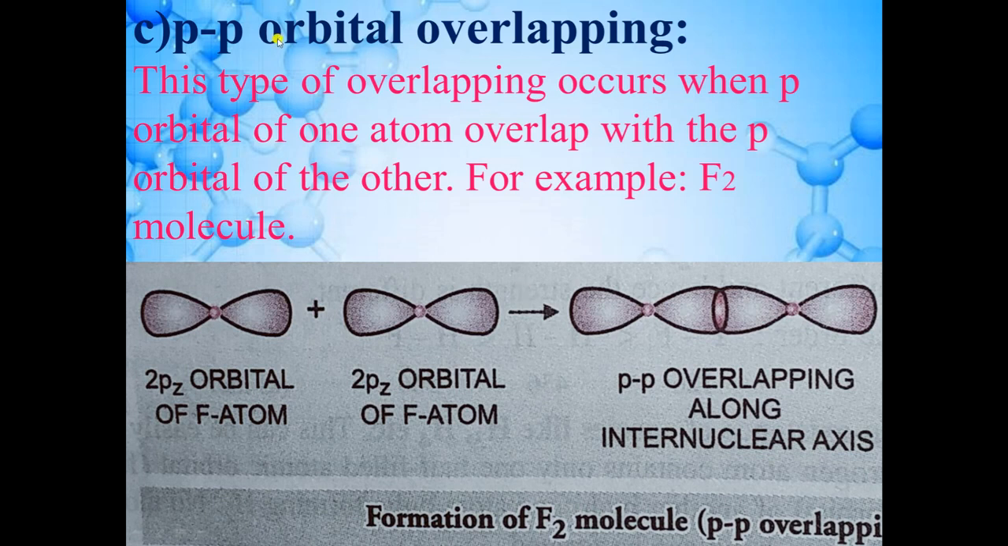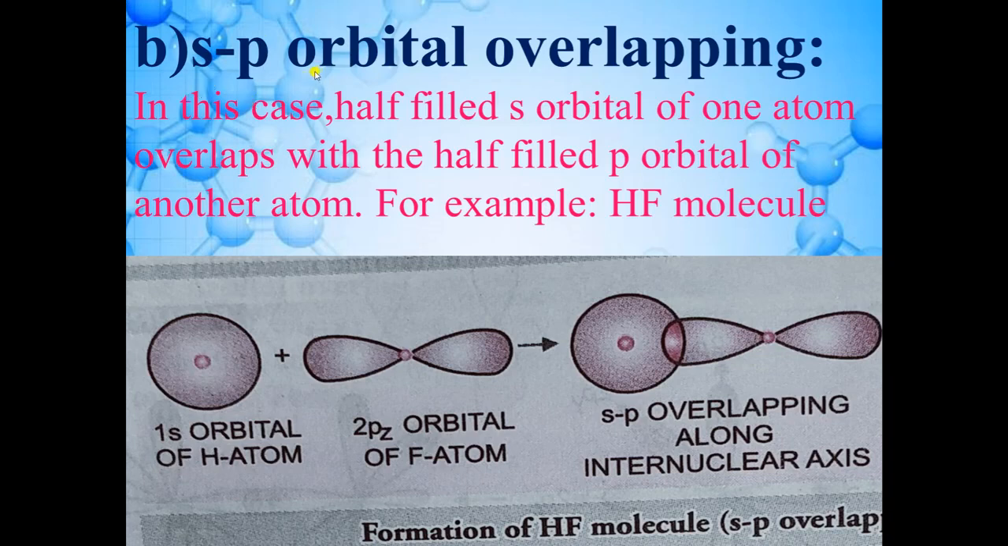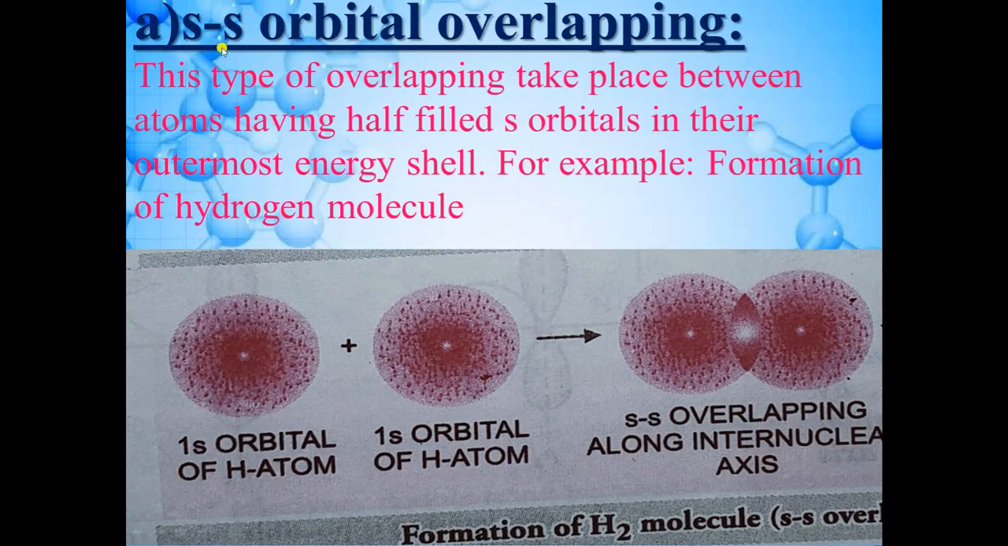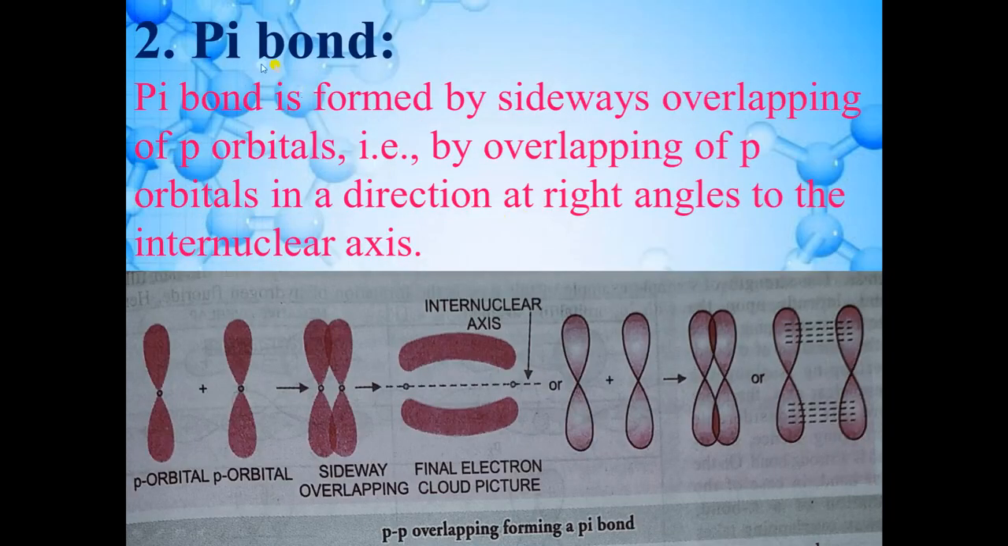Sigma bond can be formed by pp orbital overlapping, it can be formed by sp orbital overlapping, and it can be formed by ss orbital overlapping. Now the next type of covalent bond is pi bond. So first we will define what a pi bond is. Pi bond is formed by sideways overlapping of p orbitals.